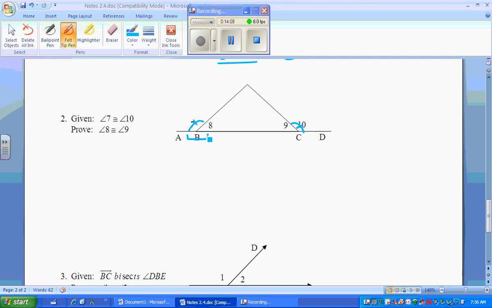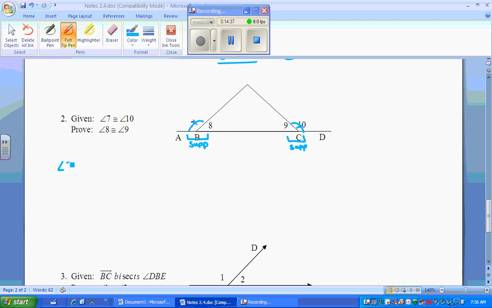What do you notice? Well, I notice that 7 and 8 are adjacent. They're also forming this straight angle. So guess what? These two are going to be supplementary. Same thing over here. These two are adjacent. They're forming this straight angle, so they're supplementary. And 7 and 10 are congruent. So if we know there's supplementary and another supplementary piece, and you have a congruent piece, that means the leftovers have to be congruent from the previous theorem that we have.